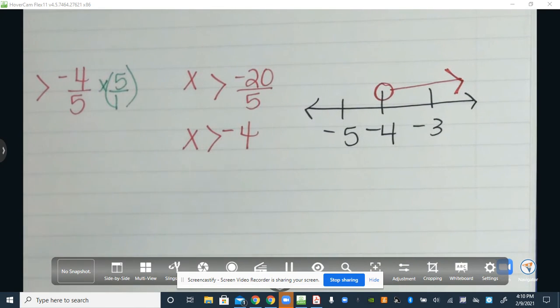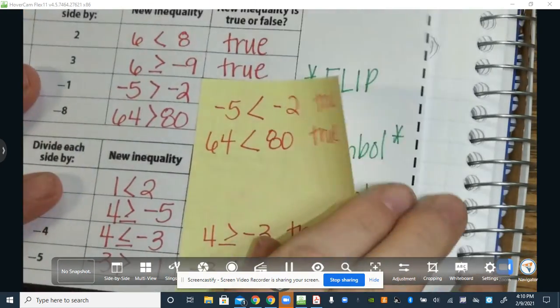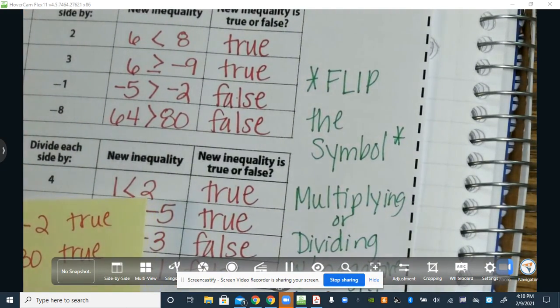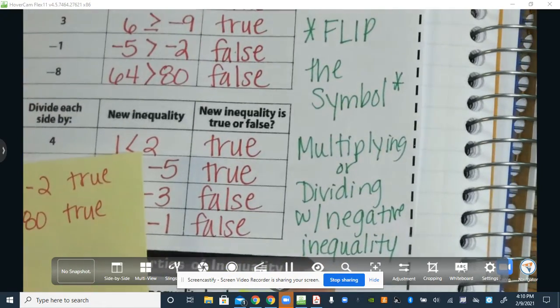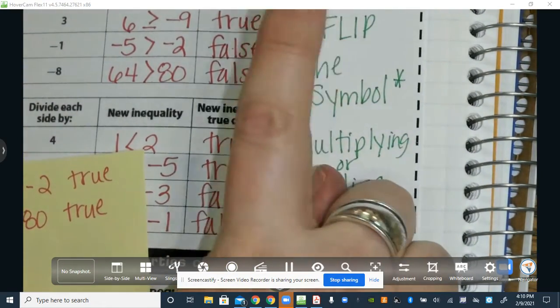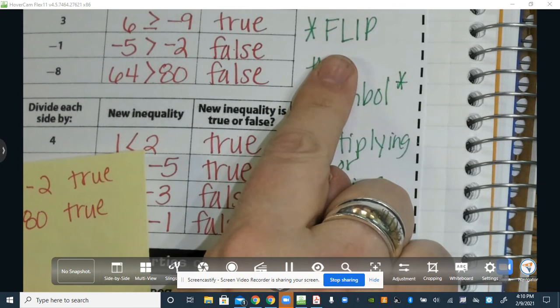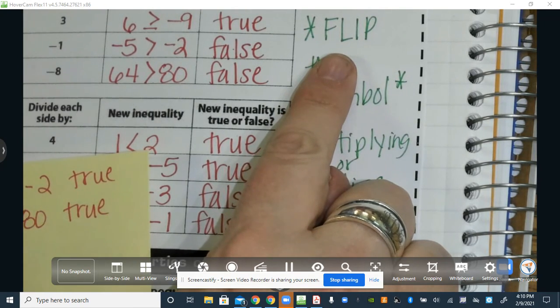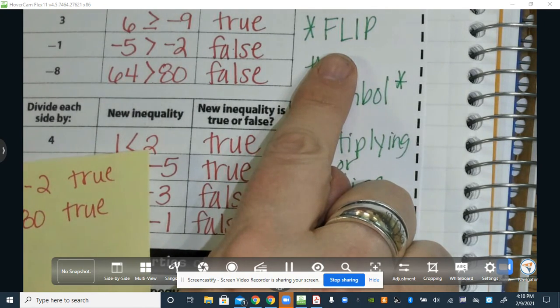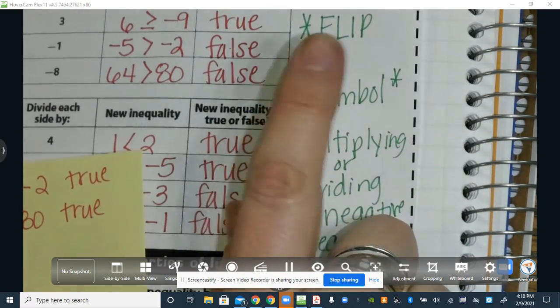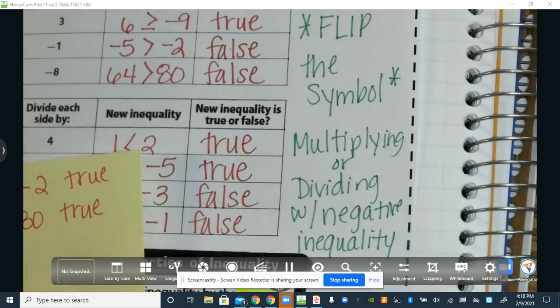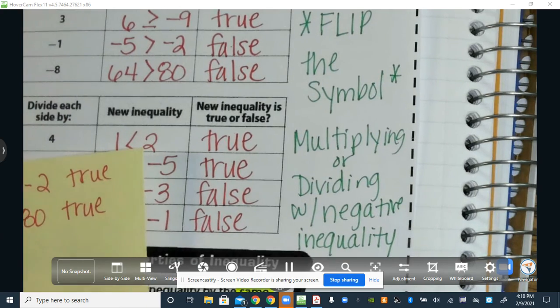All right. And that does it for our notes for today, guys. The key thing for this that I want you to remember is when you are dividing or multiplying with negatives, you flip the symbol in order for it to be true. That is the one thing that's different than what we learned yesterday. You have to flip the inequality symbol for it to stay true. All right, so that's the one thing you've got to remember.